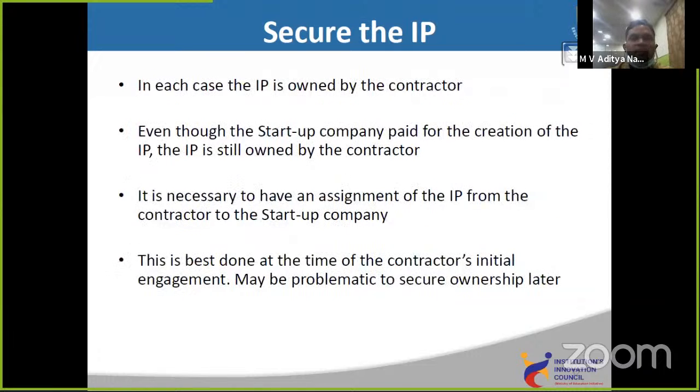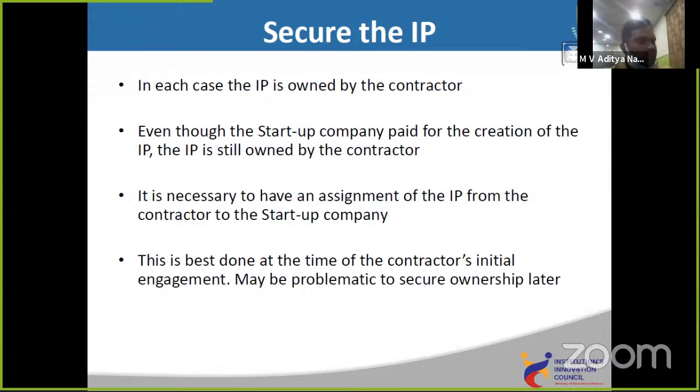of your company. And next, in the case of IP owned by a contractor, for example, you're doing different types of contractual jobs, even though the startup company paid for the creation, the IP will still be owned by the contractor. It is necessary to have an assignment deed of the IP for the contractor to be transferred to the startup. Whenever you're doing any engagement in regards to the IP, it's better to have a mutual deed, assignment deeds or license deeds or a turnkey agreement, and then you can have specific clarity on whom the IP belongs to.